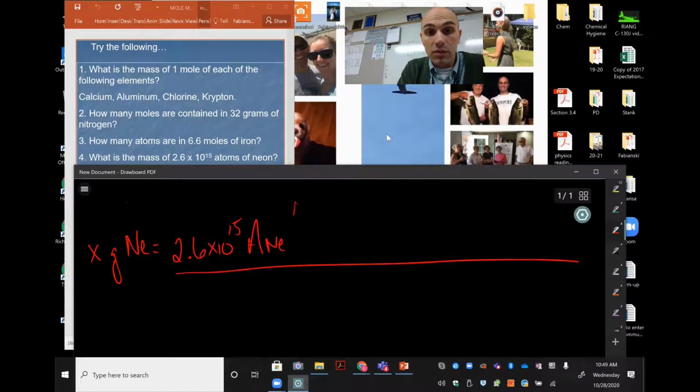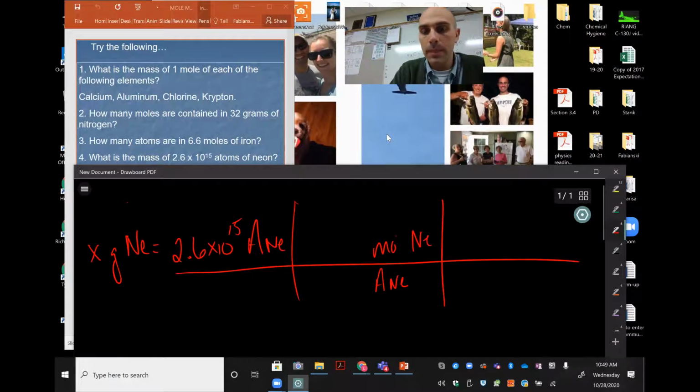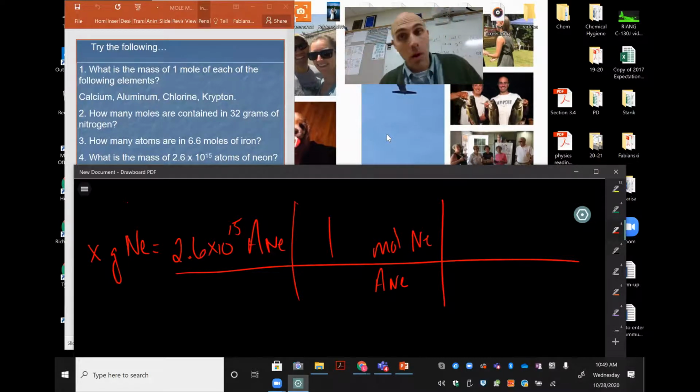So now we can actually do this out a little more. Because it's a 2-stepper, very important, atoms of neon on the bottom, and we always go to moles. Moles is our bridge. Moles allows us to go in between. Mole of neon. Okay, for every 1 mole of neon, how many atoms do we have? How many molecules do we have? How many particles do we have? If you said Avogadro's number, you are 100% right.